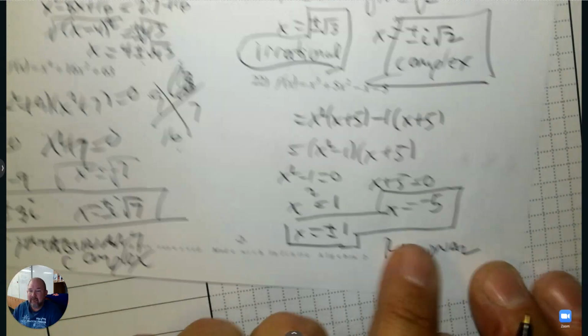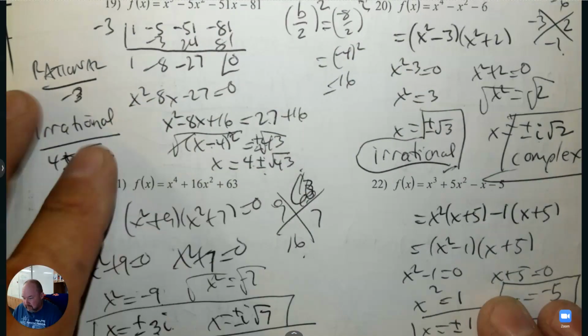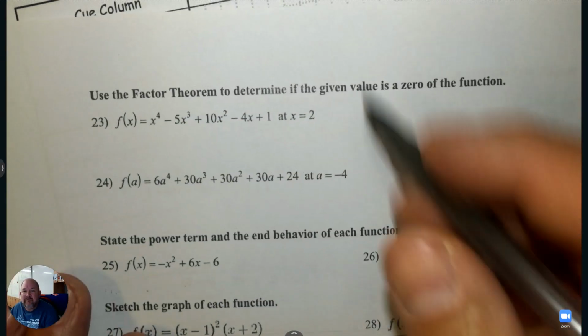So you have examples of rational, irrational, complex, having to complete the square. Pretty good stuff. All right, next page. What number are we at? 23. Here it is. Hey, use the factor theorem.